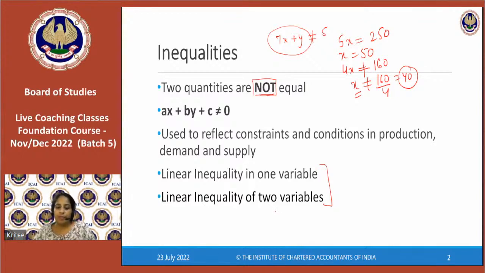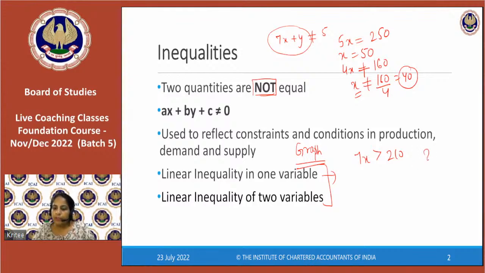We have different methods of solving, but in terms of your syllabus, we will only use graphs. We will be solving these inequalities through the graphical method. The first one is linear inequality in one variable. It means something like 7x is greater than 210.